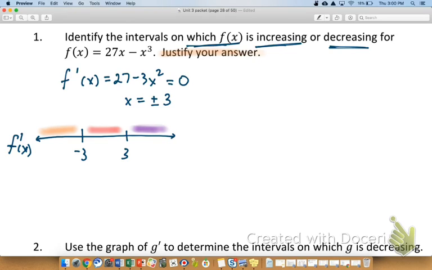So anybody have any ideas on how I could decide, for example, the orange interval? Is f prime going to be positive in the orange interval, or is it going to be negative? What can I do? Plug in what? Negative 4 makes sense, negative 5. Any numbers to the left of negative 3. So if I tried this out, I would say f prime of negative 4. I'm plugging into f prime, right? Because I'm interested in what is f prime doing. Did anybody use this number? Did you get negative 21? I think that's it, isn't it? 27 minus 48. Negative 21.